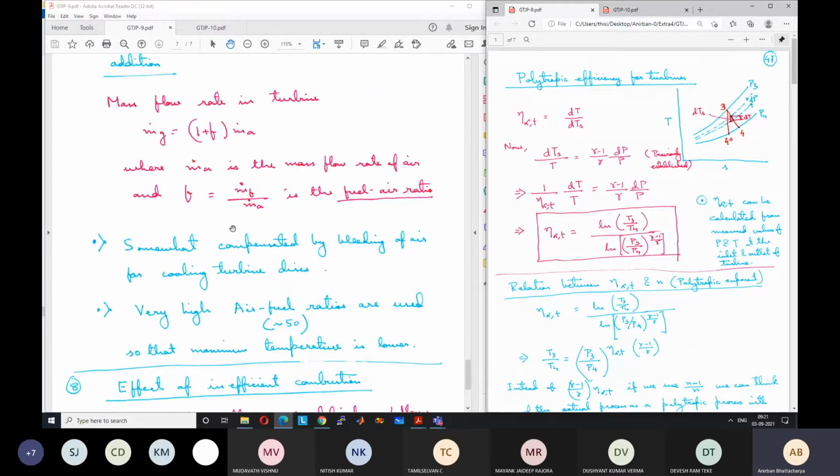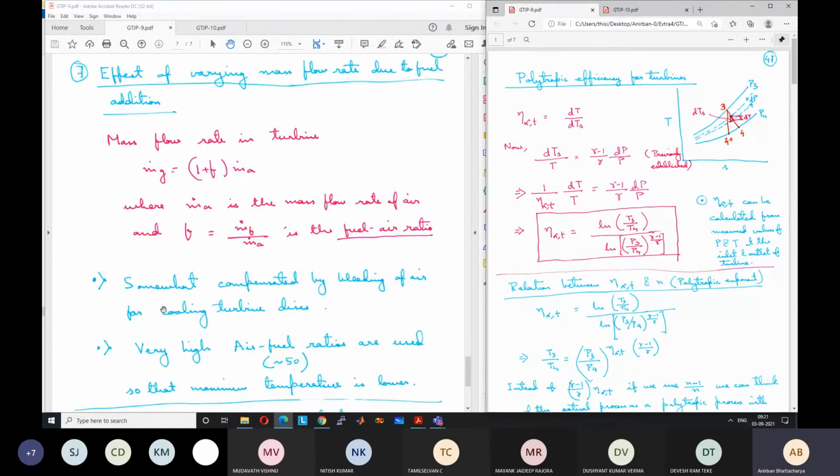Now there is also bleeding of air, which I have not shown here, but it was written here, so that's why no one was answering. So there is also bleeding of air. Bleeding means that some air is taken out. Some relatively cold air is taken out.